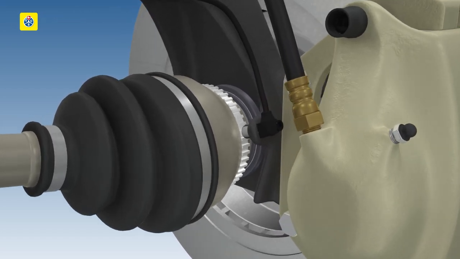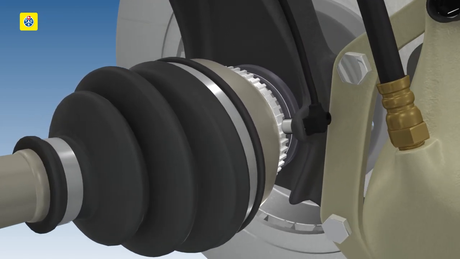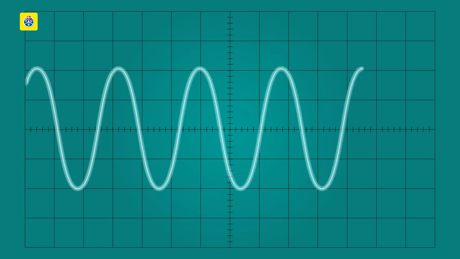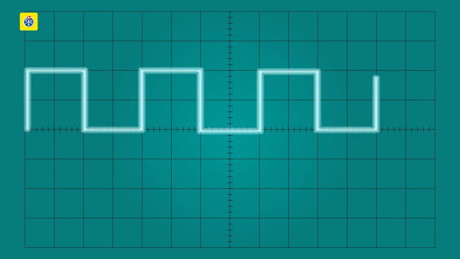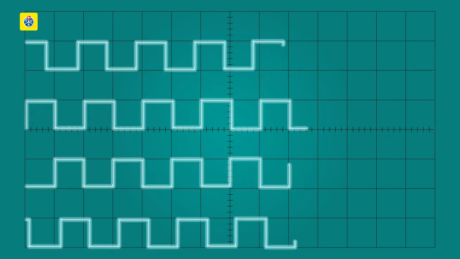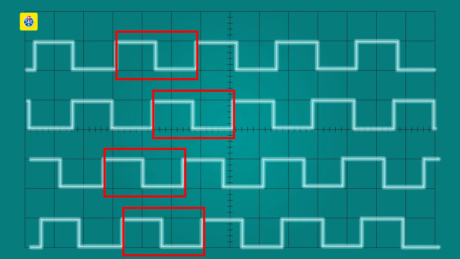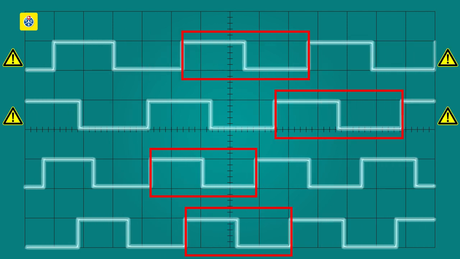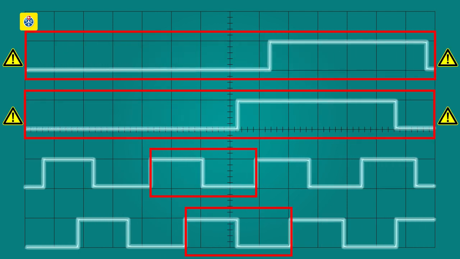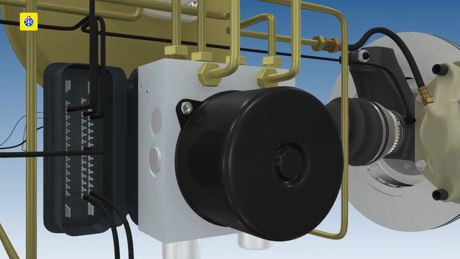One speed sensor per wheel sends a signal to the ABS control unit. This signal can be sinusoidal or rectangular. The ABS control unit compares the frequency of the signals received, taking into account the actual speed of the vehicle. If the frequency of the signals changes when one or more wheels are blocked, the ABS unit will ensure that further blocking is prevented.